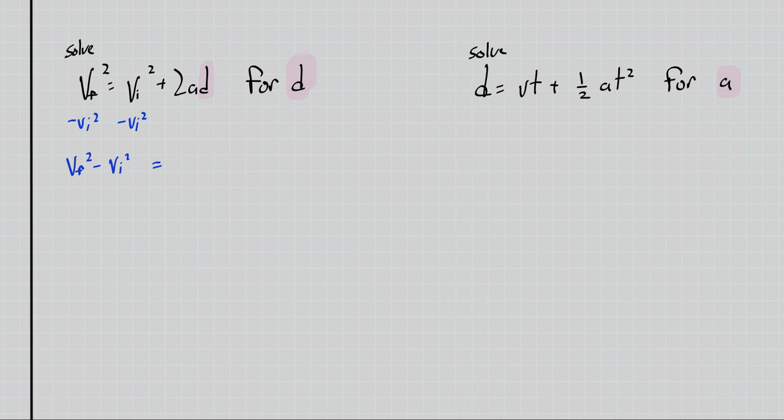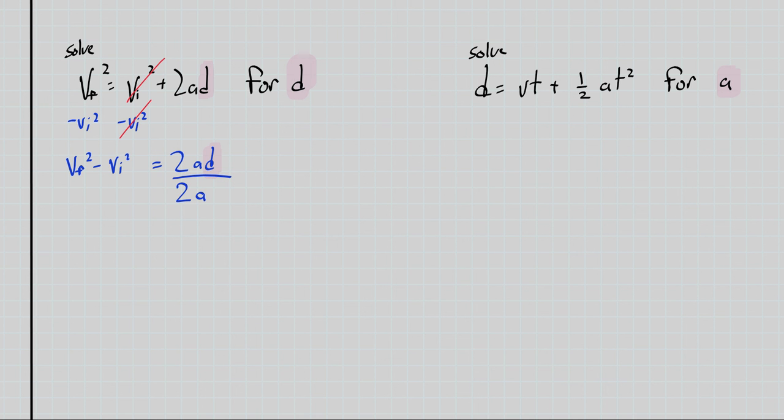I've been using red for that before. I guess I should keep doing that. And what's left over is just the 2ad. I'm still looking for d. I'm not done. All I've done is I've moved that term out of the way, over to the left, away from my precious variable over here. Now, what's happening to d? It's being multiplied by 2 and by a. Okay, I know what to do about that.